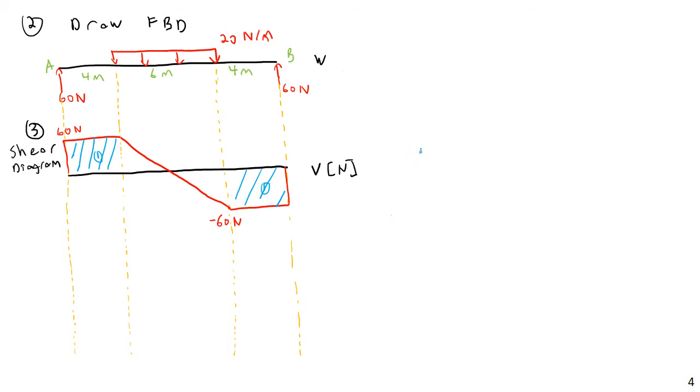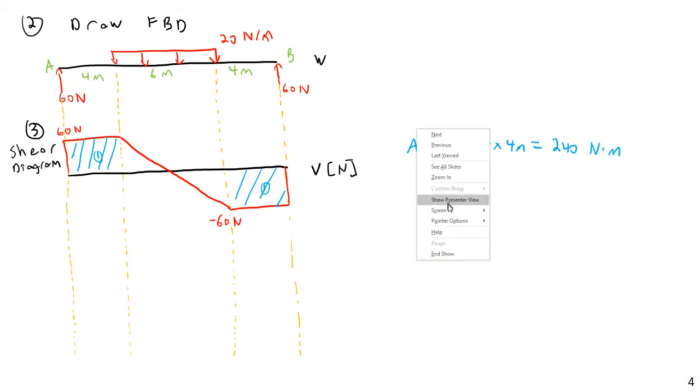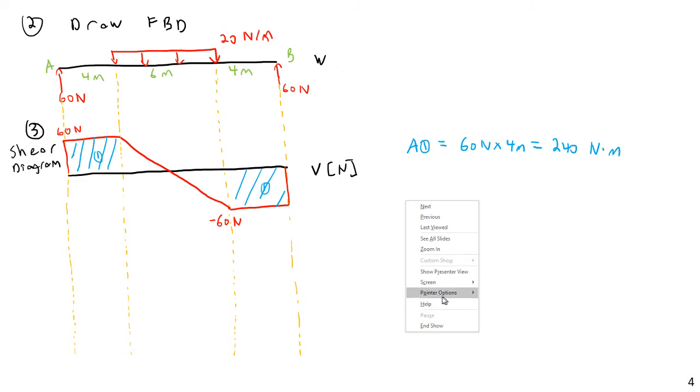So I know that area 1, what is the area of this? Area 1, well, I can just say 60 newtons times 4 meters is going to be 240 Newton meters. Then let's get area 2. I'll go ahead and do this in another color, maybe purple for something different.